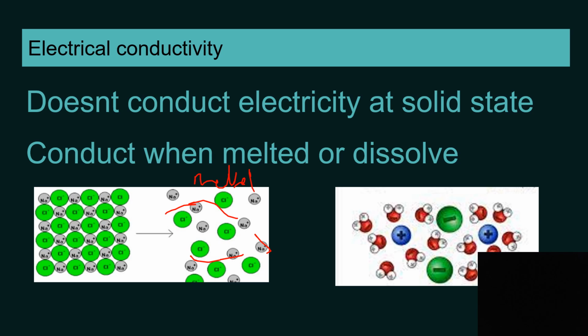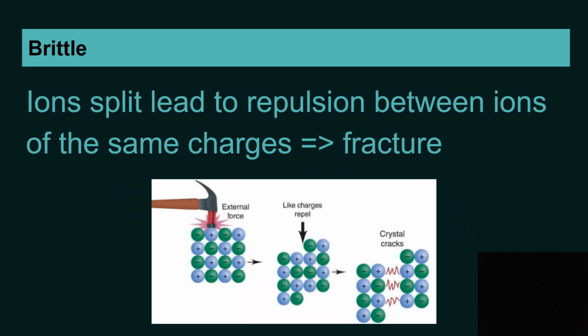And it's also the same for the dissolved one. I mean the hydration of sodium chloride. It can conduct, because the Na here is detached away from the chloride. They're not sticking together, so the electrons can move through them, and this allows them to have electrical conductivity.